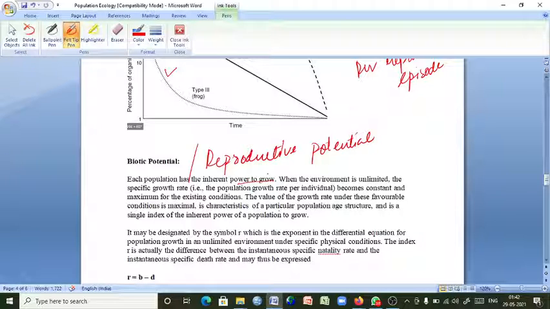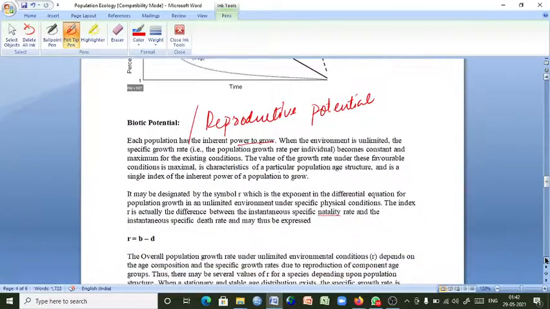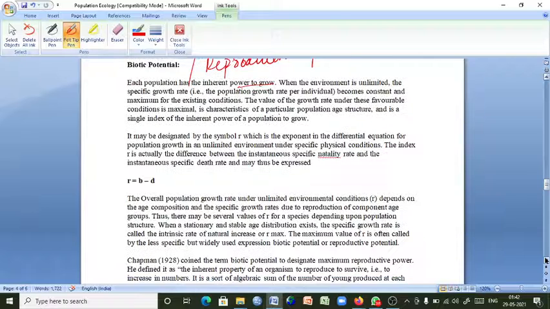Anyway, the biotic potential can be explained by r equal to b minus d, where b is the birth rate and d is the death rate of that organism. But here also, the birth rate is much more important than the death rate. The overall population growth rate under unlimited environmental condition, small r, depends on the age composition and the specific growth rate due to the reproductive component age groups. Thus, there may be several values of r, usually known as the intrinsic rate of natural increase.